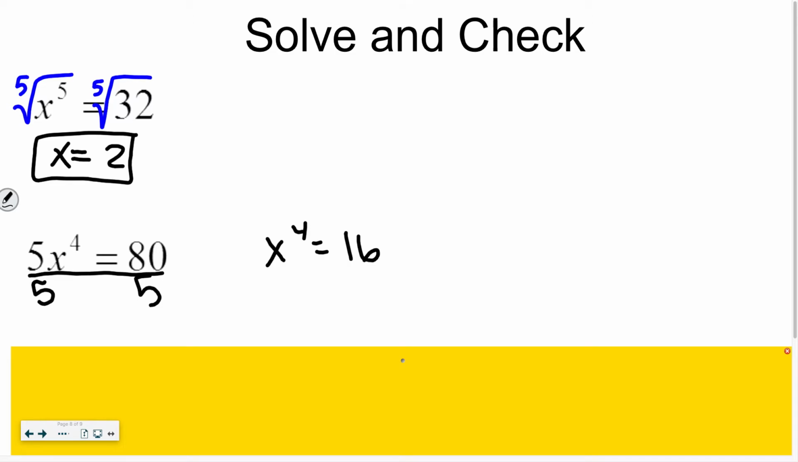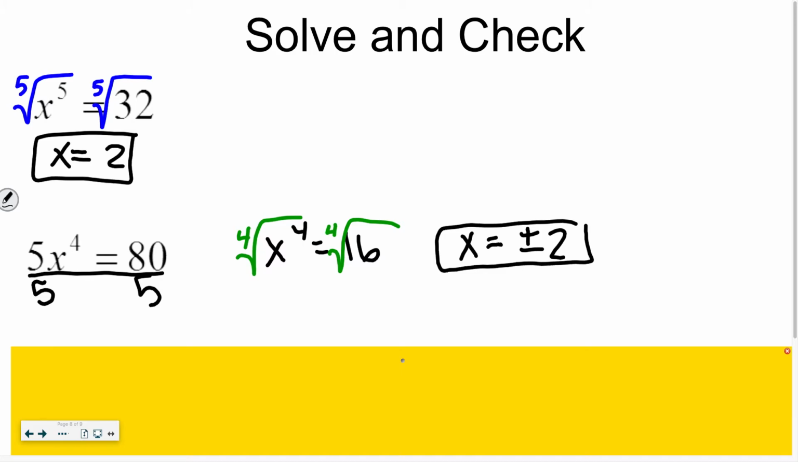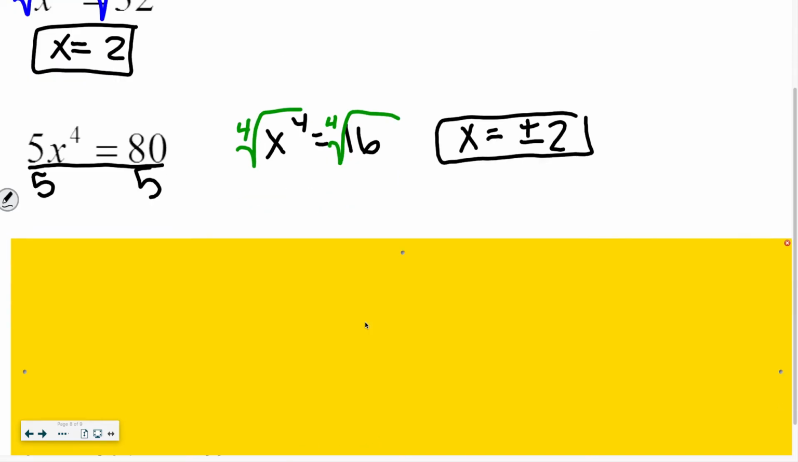How will I get rid of x to the 4th? Use the 4th root on both sides. And is that an even or an odd root? Even. Even, so I'm going to have plus or minus 2 answers. Okay, now you could check that, like 2 to the 4th is 16 times 5 is 80. And then negative 2 to the 4th is also positive 16 times 5 is 80. Did I say 90? In my head it sounded like a 90. Okay.